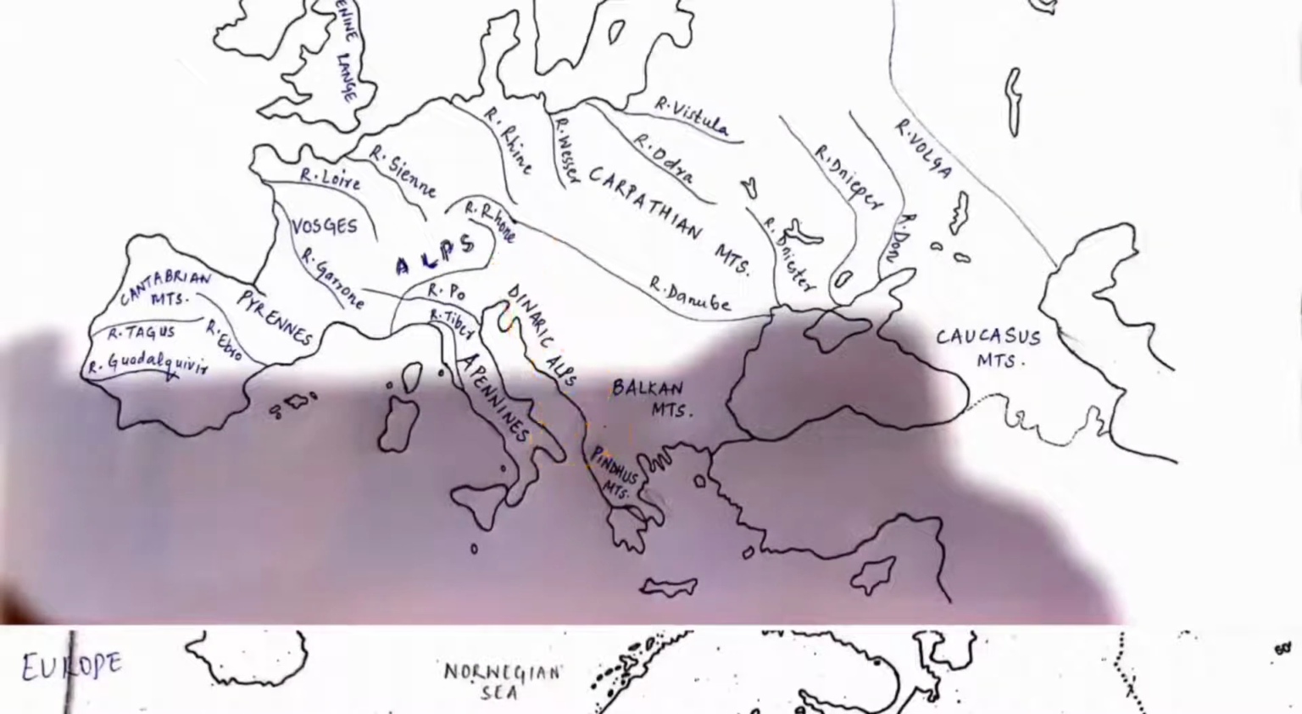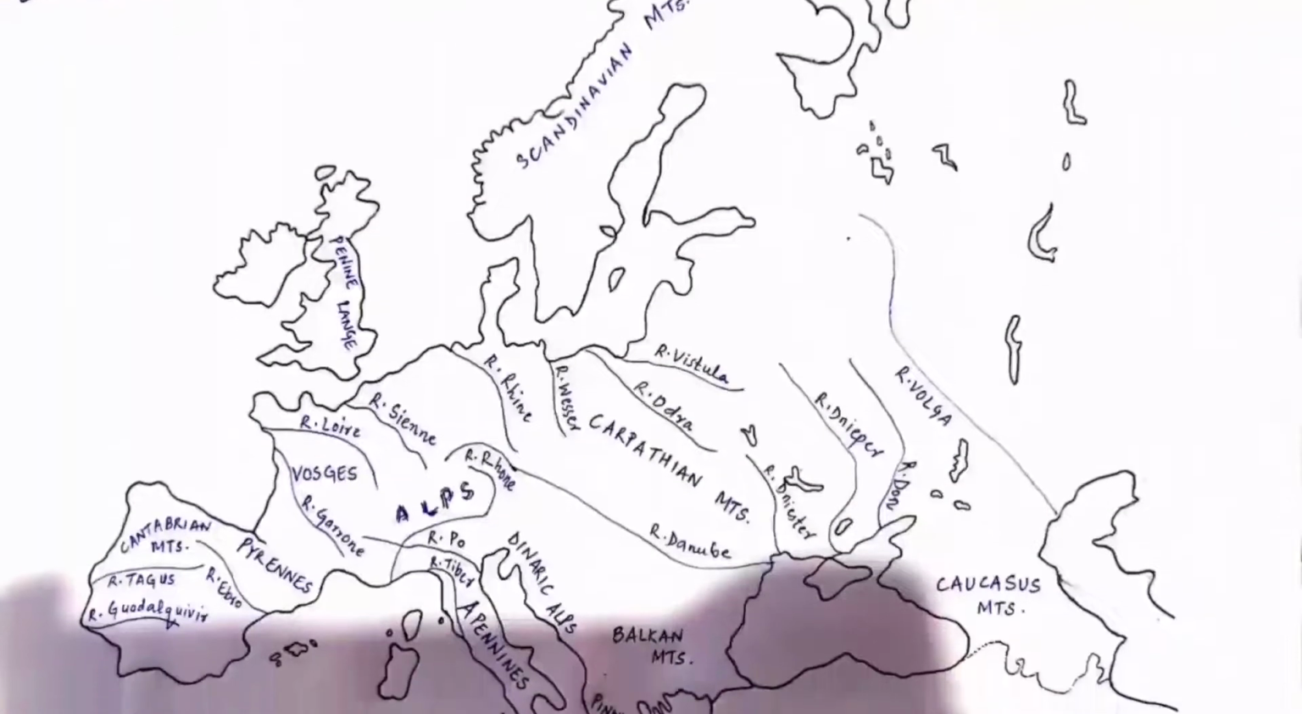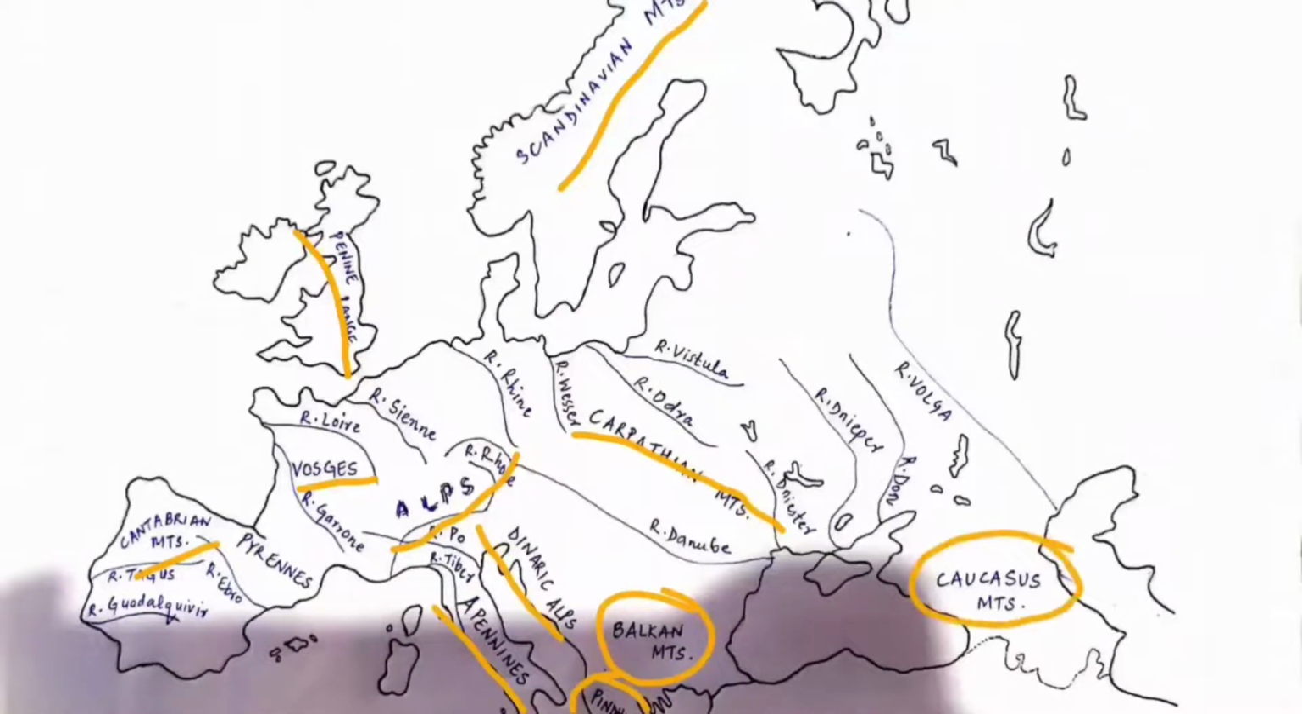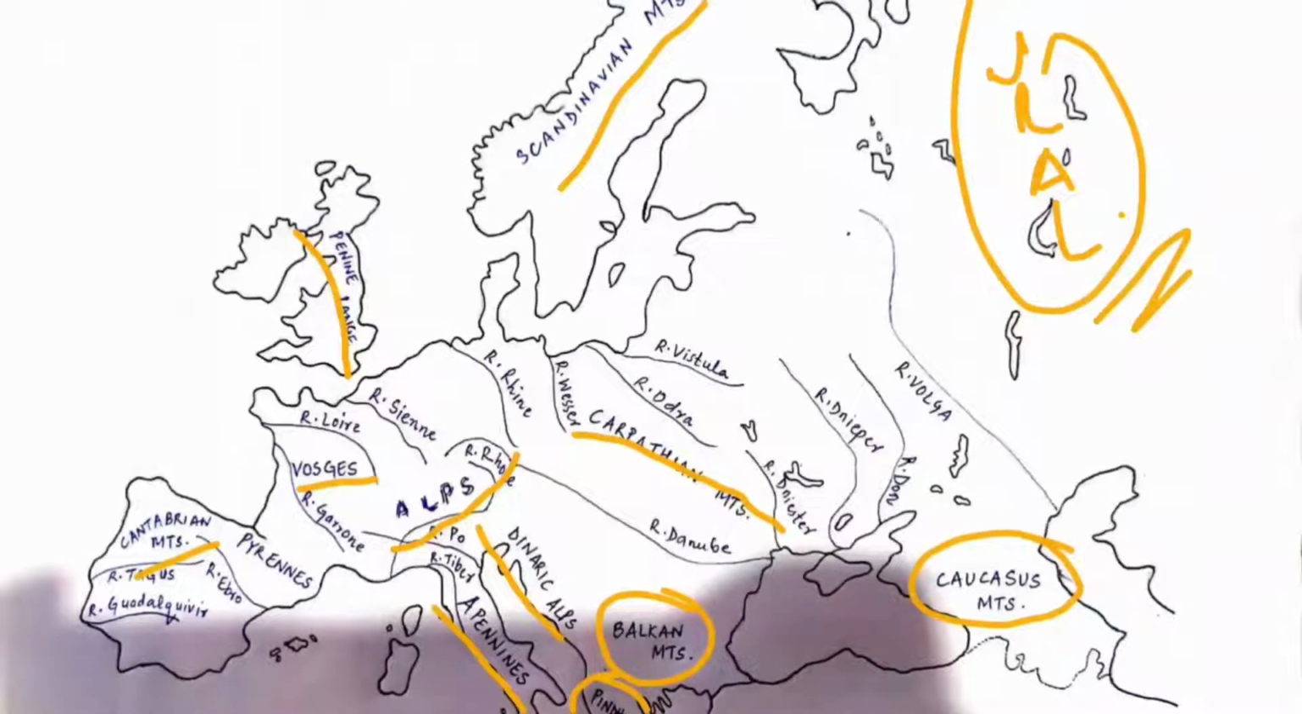So we talked about the very important mountain ranges, which include the Scandinavian mountains, the Pennine Range, the Cantabrian mountains, the Vosges, Alps, Carpathian mountains. We have the Balkan mountains, the Dinaric Alps, Apennines, Pindus, and Caucasus mountains, and somewhere here we have the Ural mountains as well. So these are the important mountain ranges of Europe.